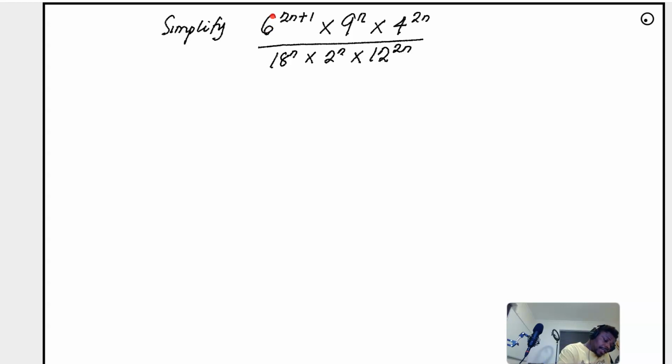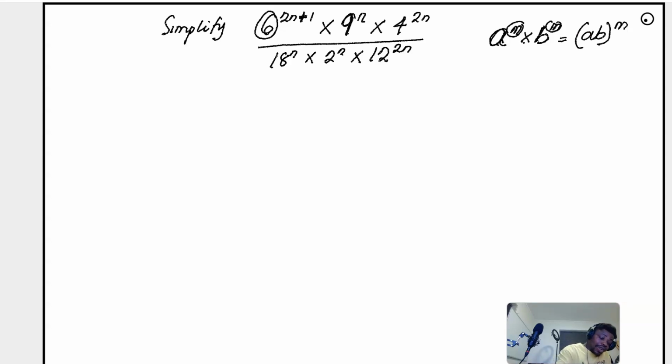Now let's simplify this question. The first one says 6 raised power 2n plus 1. And this one says 9 raised power n. So the first thing I want you to remember here is that there is an indices law that says a raised power m times b raised power m. So a and b are different bases, but the powers are the same and you are multiplying. So when the powers are the same and the bases are different, when you are multiplying, you multiply the bases, a times b, that is ab, and you maintain the power.